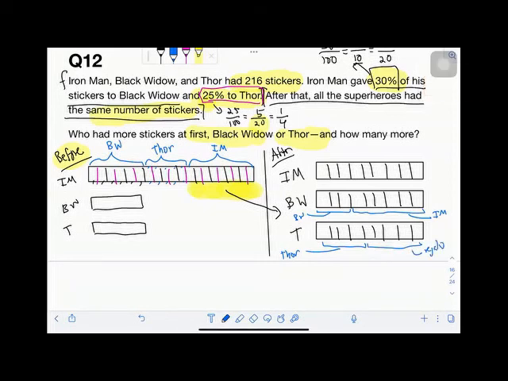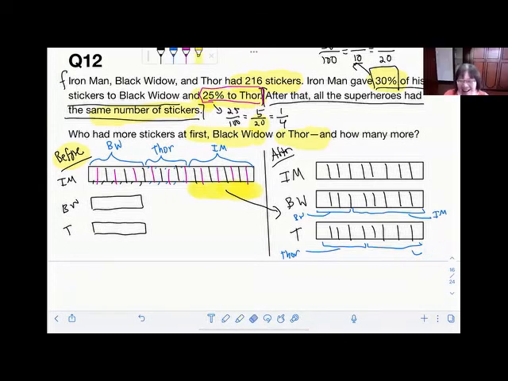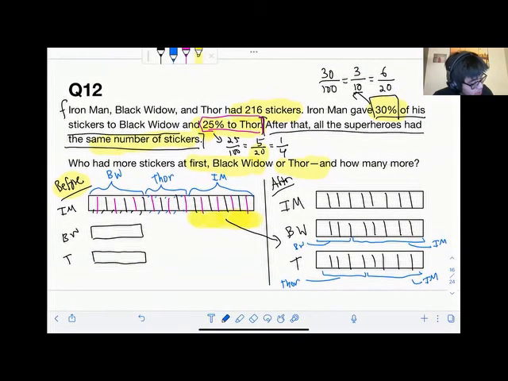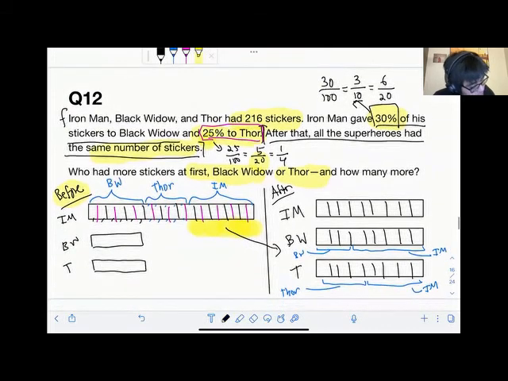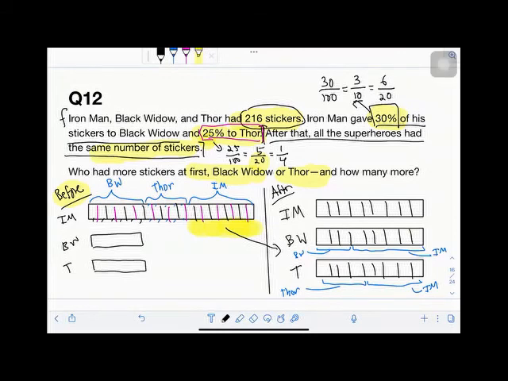Thor. So ito, parang regalo. Okay. Iron Man. Scott, just put Iron Man. Iron Man. Okay. So now, Iron Man, Black Widow, and Thor had 216 stickers. Paano po natin yan ilalagay sa model? So lahat po, sir, 216.